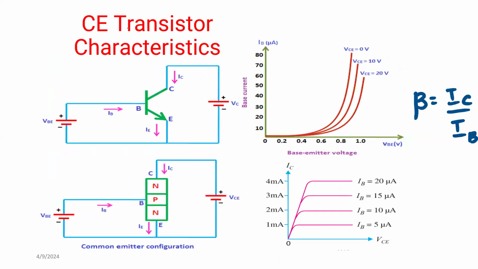Similarly, CE characteristics. Make the emitter ground. The left side portion is the base-emitter voltage, VBE. The right side portion is the collector-emitter voltage, VCE. And the current here is IB. These two are called input characteristics, and these two are called output characteristics. Similar to the forward bias characteristics here. For the output characteristics, it's almost constant like these lines. And the current gain here is beta equal to IC divided by IB. This one is gain.